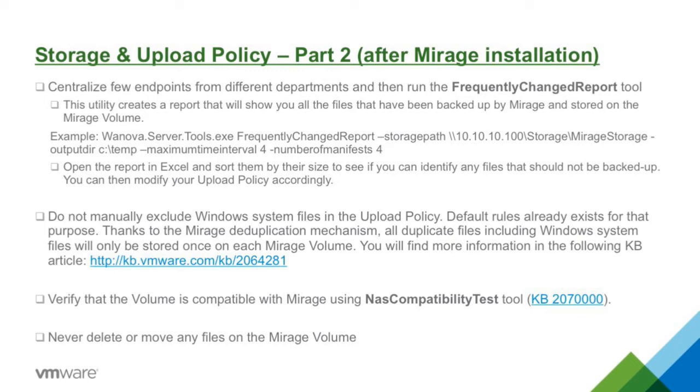For the upload policy, you don't need to manually exclude any Windows system files. We already have a default rule for that, so you don't need to do that. You can also verify if your volume is compatible by running the NAS compatibility test tool. It will run a few tests against the storage just to make sure that it's compatible.